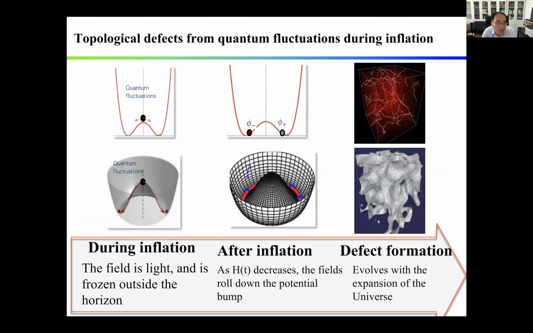During the inflation, some topological defects will form. Suppose this is the potential of some scalar field. The first vacuum is here. During the inflation, because the field is light, the fluctuation of the field is frozen outside the horizon. In that case, what we are interested in is a large scale perturbation. After the inflation, the scalar field will fall down to some vacuum, phi plus, or another vacuum, phi minus. In that case, the symmetry is spontaneously broken. During this, the topological defect forms. Then with the expansion of the universe, the topological defects will evolve.